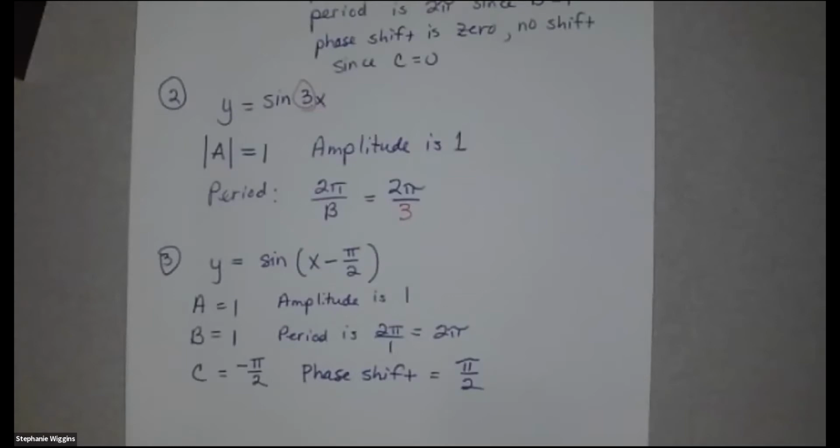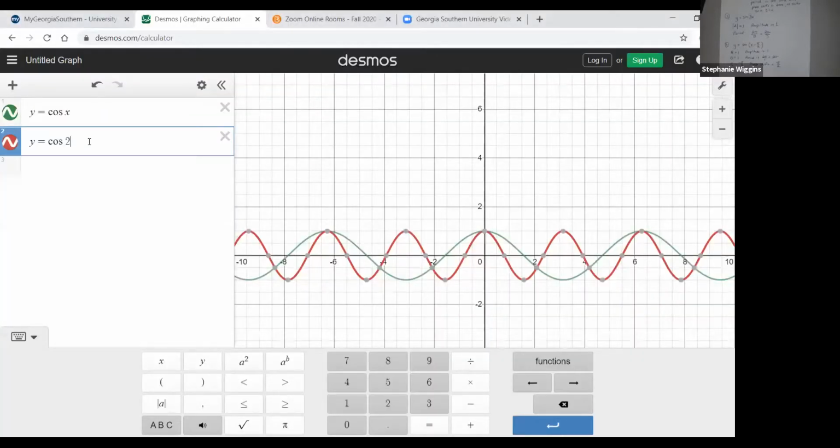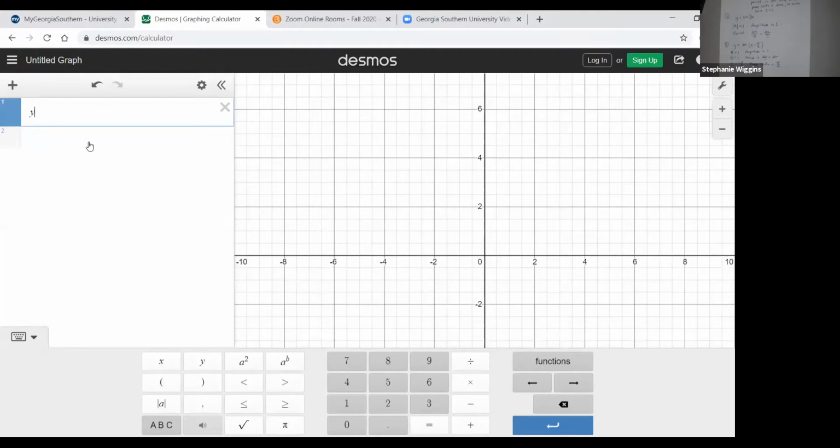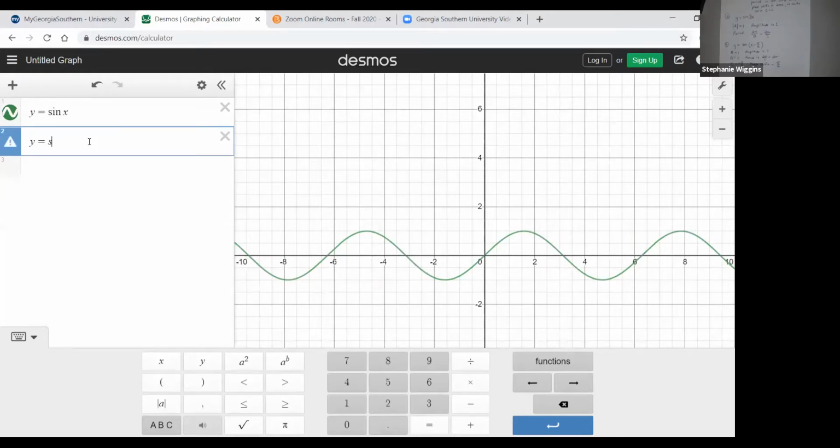Alrighty, let me just graph this in Desmos real quick so you can see what the graph looks like when you have a phase shift. Remember, this function has x minus pi over 2 inside the sine. I'm going to share my screen, going back to Desmos. My basic function is y equals sine x, and along with that, I'm going to graph y equals sine of x minus pi over 2.